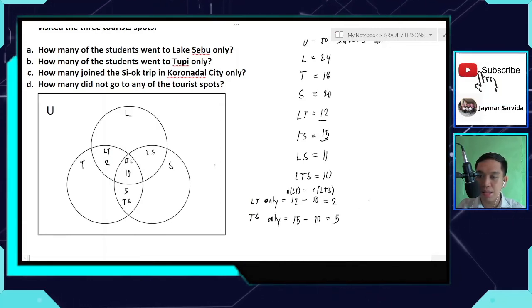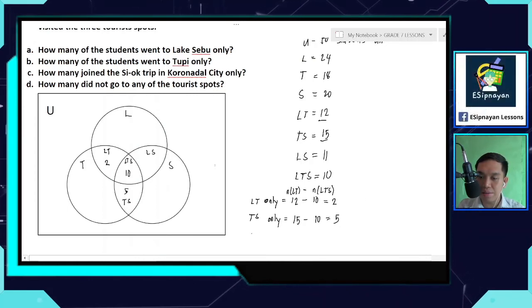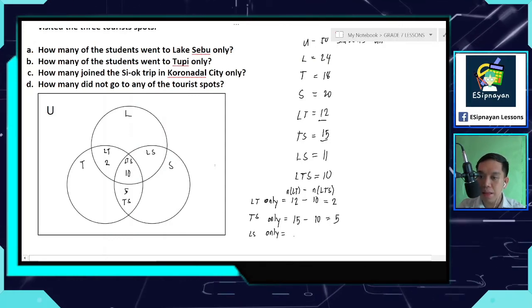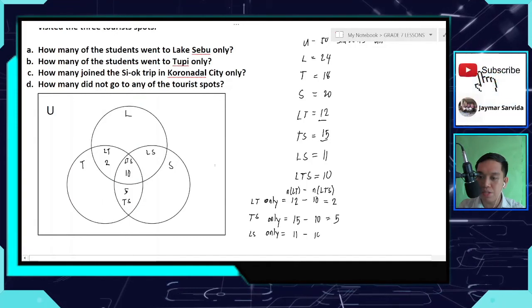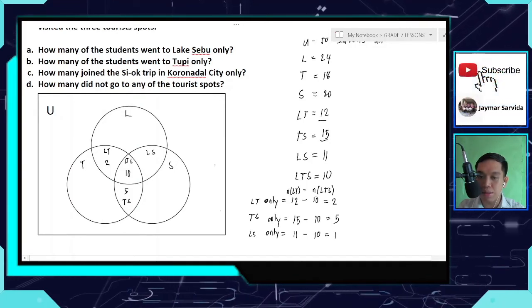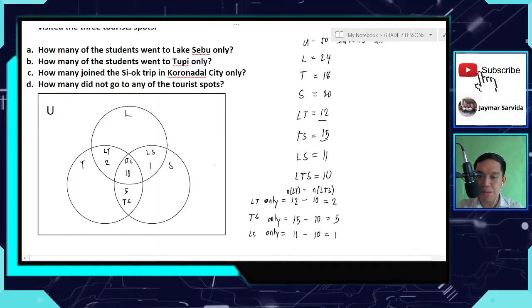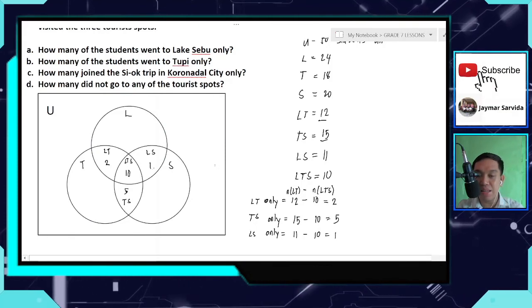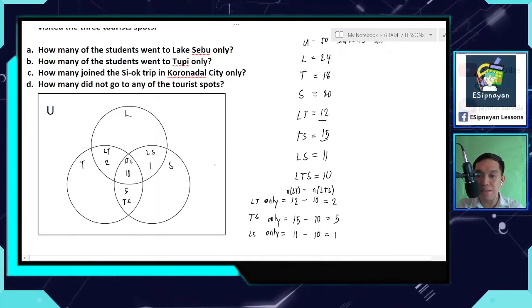LS only. Okay, LS only. So, kay LS, we have 11 minus 10. And that is equal to 1. So, 1 ito. Ayan. Next is, i-identify natin kung ilan yung students na pumunta kay Lake Cebu only dito sa ating L.